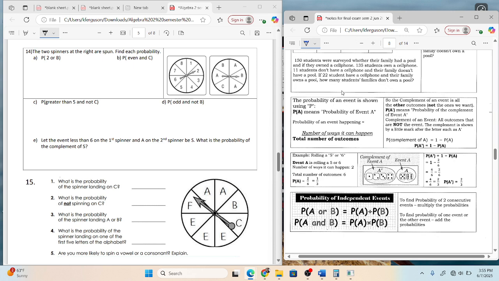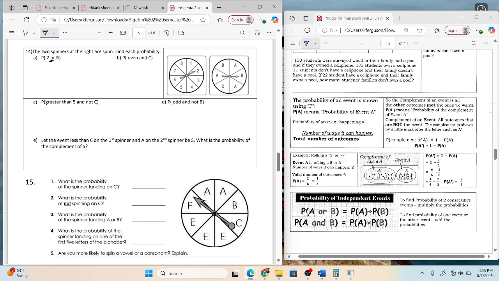Okay, so probability of an event is shown by using P, right? So P of A means probability of event A. And that is just the number of ways things can happen, divided by the total number of things that can happen. So I've got two spinners. They're at the right, they're spun. What is the probability of 2 or B? Well, what does or mean? Have we done that? Well, let's keep going.